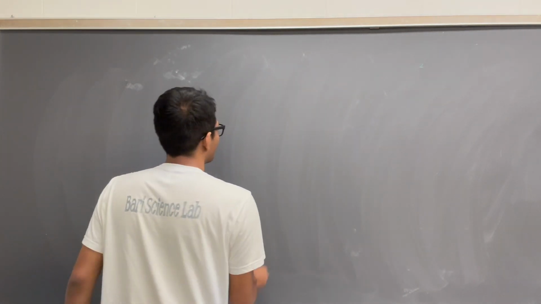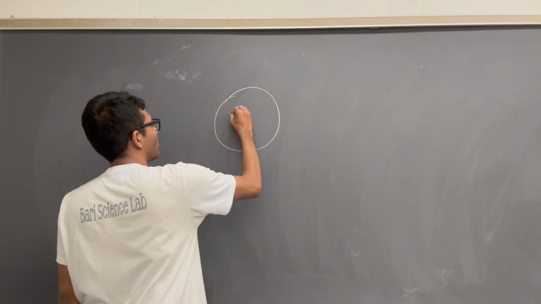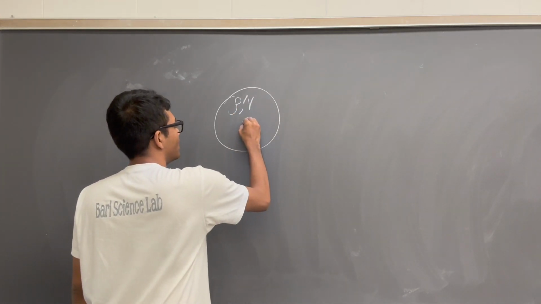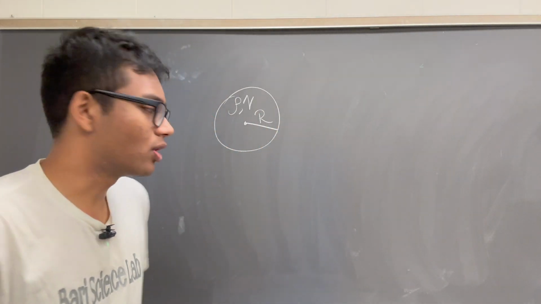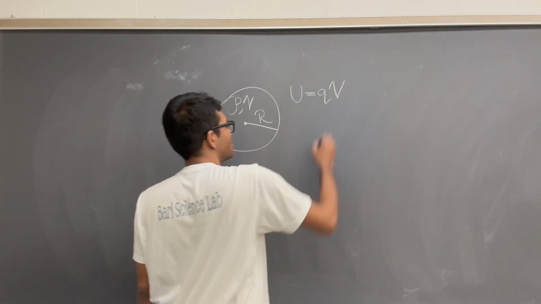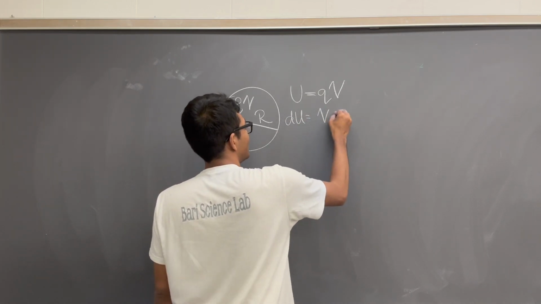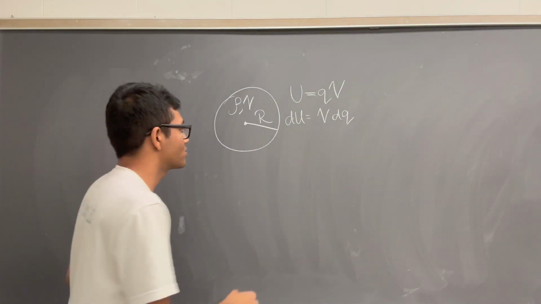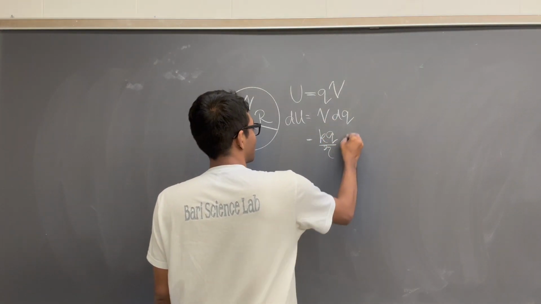Well, let's consider a charged spherical ball. Okay, so let's say we have a ball of uniform density rho, of volume V, and a total radius capital R. Okay, what is the energy needed to construct this ball? Well, we can simply write the potential energy of this ball is Q times V. So an infinitesimal amount, dU, is simply V times dQ. Okay, now what is V? That's the electrostatic potential. We all know what that is. That's simply kQ over r times dQ.